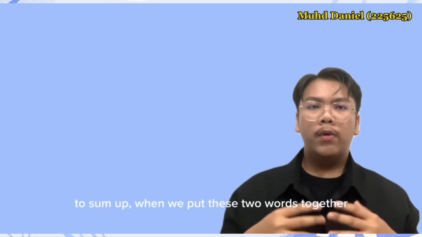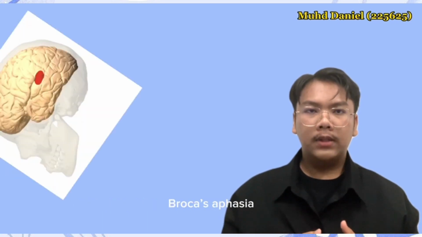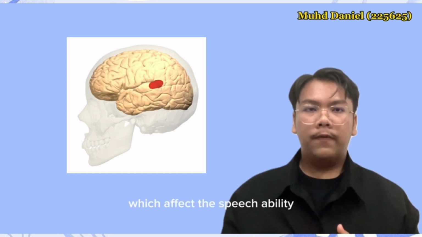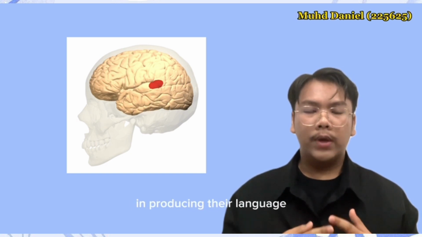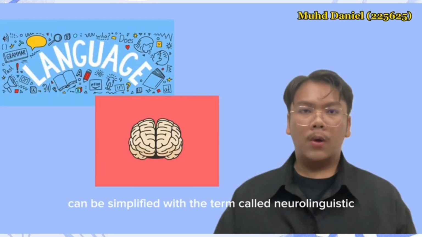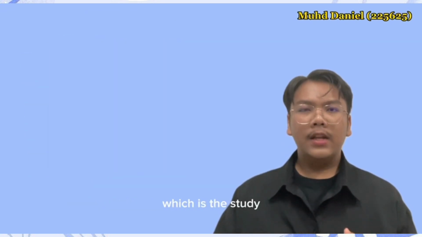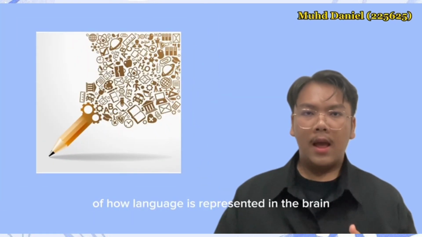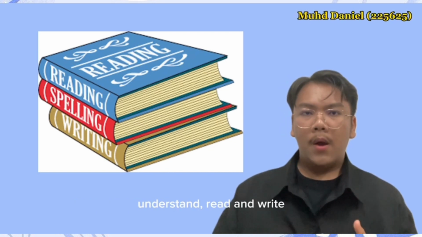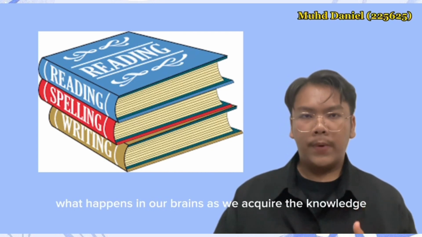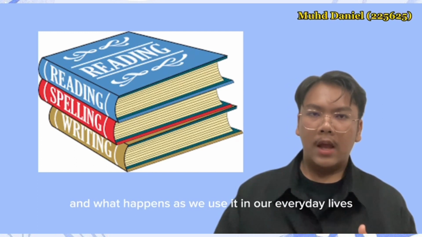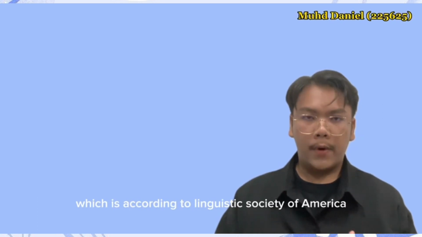To sum up, when we put these two words together, Broca's aphasia, which is also known as non-fluent aphasia, is a communication disorder which affects the speech ability in producing language as well as writing. The theme language in the brain can be simplified with the term neurolinguistics, which is the study of how language is represented in the brain, how and where our brains hold our knowledge of the language that we speak, understand, read and write, what happens in our brains as we acquire the knowledge, and what happens as we use it in our everyday lives, which is according to the Linguistic Society of America.